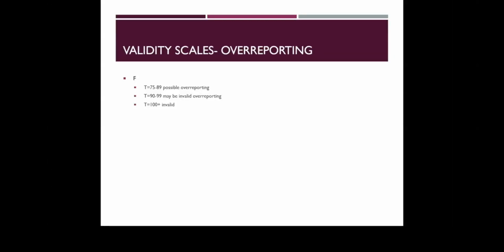You know, one potential reason for overreporting could be inconsistency, but we just maybe ruled that out. So if there's no evidence of inconsistency, you've already ruled out that explanation, and you're going to be focused on here's some overreporting scales. So F is the classic overreporting scale, and these are items, again, rarely answered in the keyed direction by the normative sample. Again, possible overreporting. T scores of 75 to 89, maybe overreporting 90 to 99, and definitely invalid at 100.